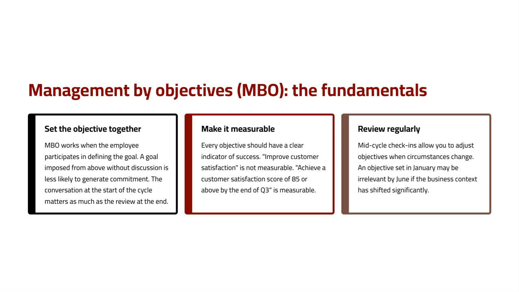Next, the goal has to be measurable. Vague targets like improving customer satisfaction don't give us a clear way to track progress. Instead, we want specific indicators, such as achieving a customer satisfaction score of 85 or above by the end of the third quarter. This helps everyone understand exactly what success looks like.